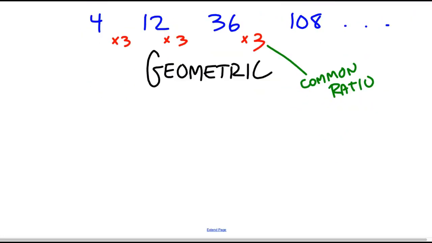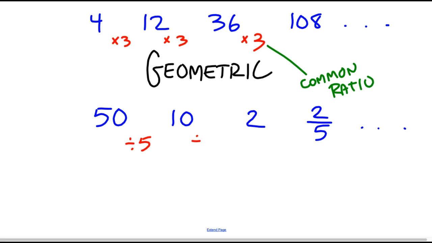You might be getting smaller. So let's say we have, I don't know, 50, 10, 2, 2/5. They're getting smaller. So they are dividing, but you're not going to say divide by 5, because 5 is not the common ratio. What is the same as dividing by 5 is timesing by what? A fifth.